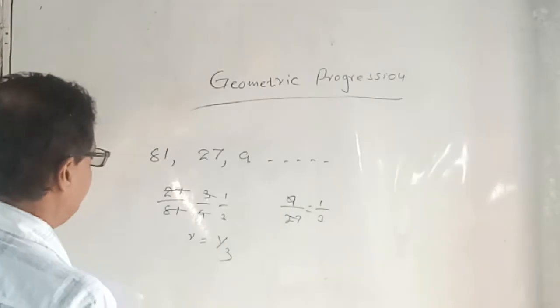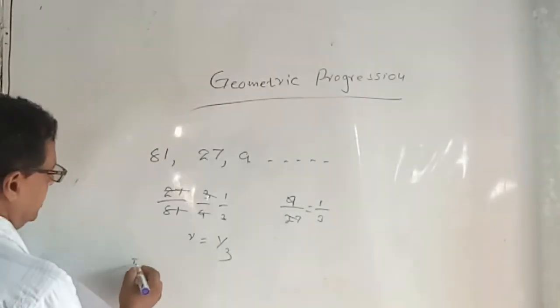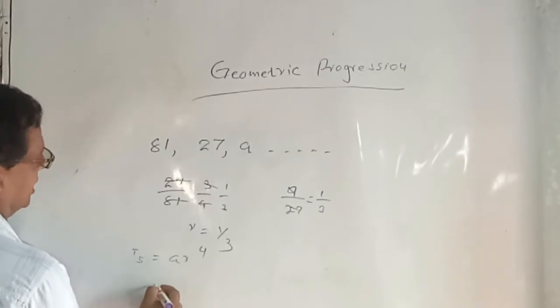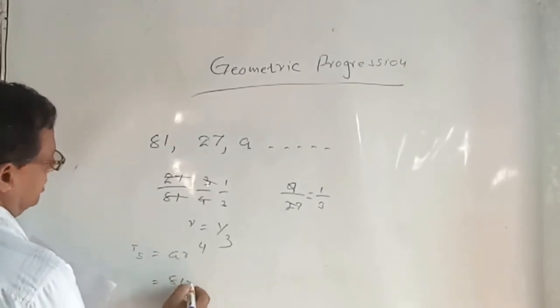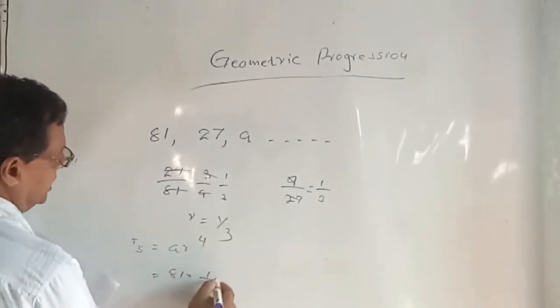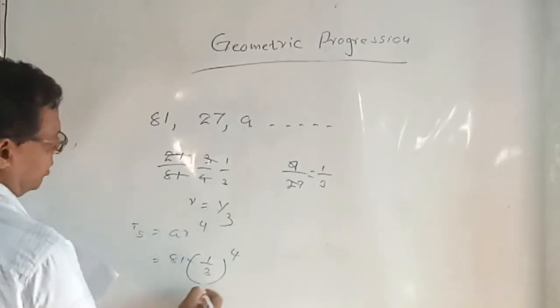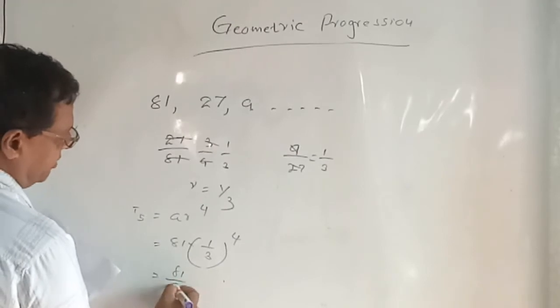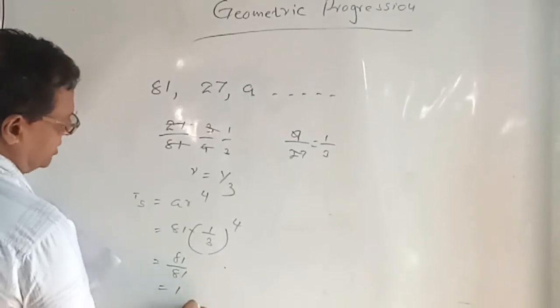Then if you want to find the fifth term, let us say t5, ar to the power 4. So a is 81, r is 1 upon 3, to the power 4. So 3 to the power 4 is 81. Then the fifth term is 1.